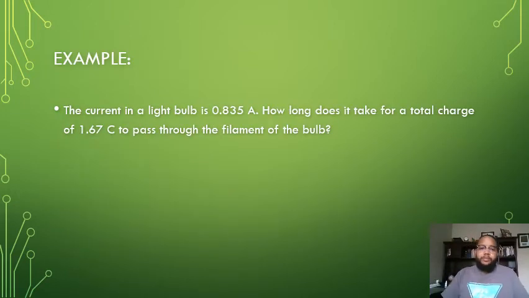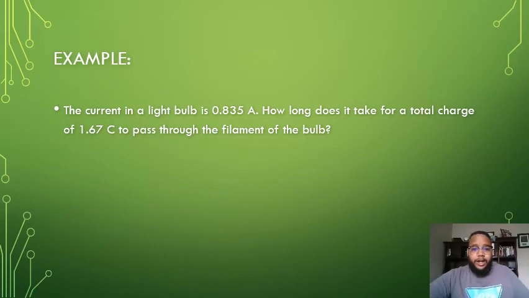Here's an example. Current in a light bulb is 0.835 amperes. How long does it take for a total charge of 1.67 coulombs to pass through the filament of the bulb? Now, if you want, you can press pause here. You can try the question out based on what I've given you so far. Go ahead and do that.